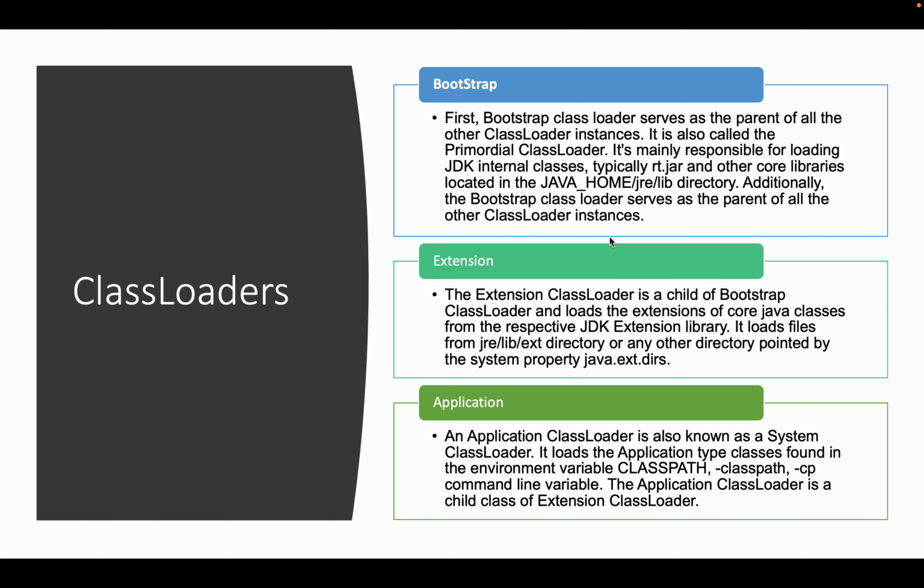Then we have application. An application class loader is also known as a system class loader. It loads the application type classes found in the environment variable class path. You can mention -classpath or -cp on your command line. The application class loader is a child of the extension class loader.